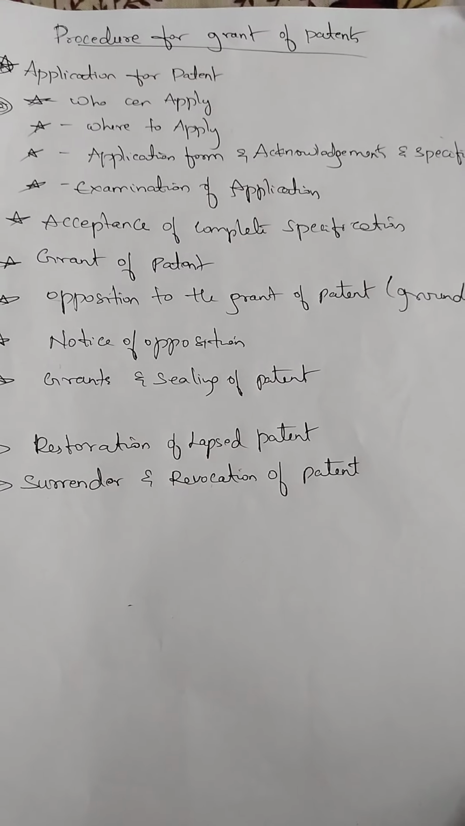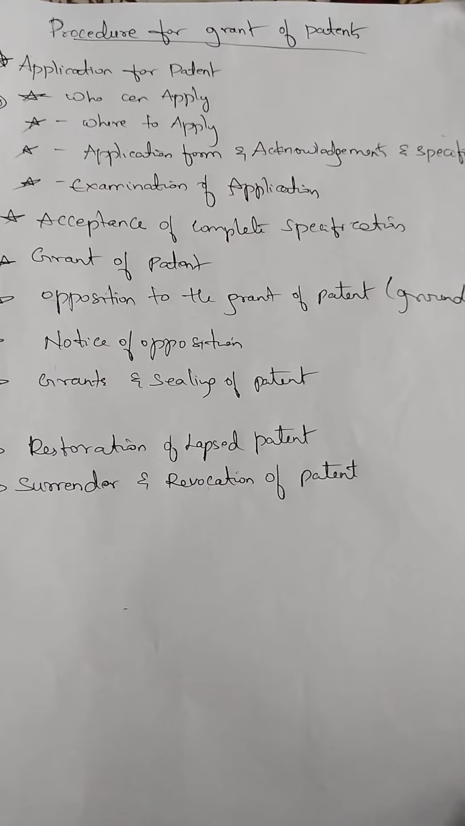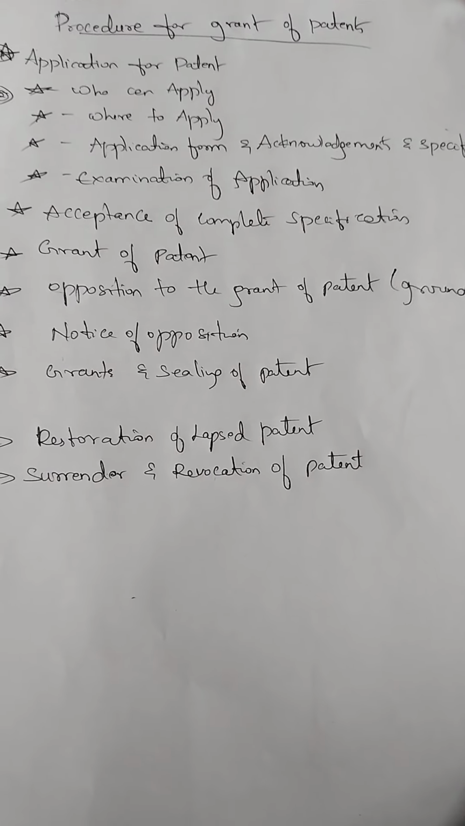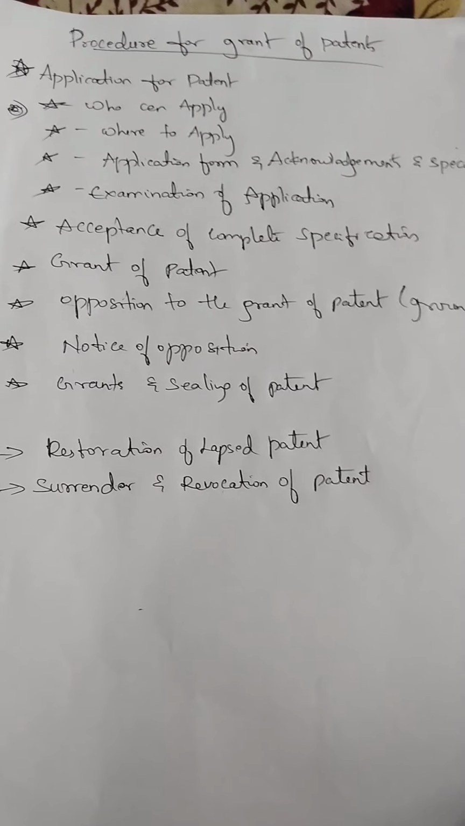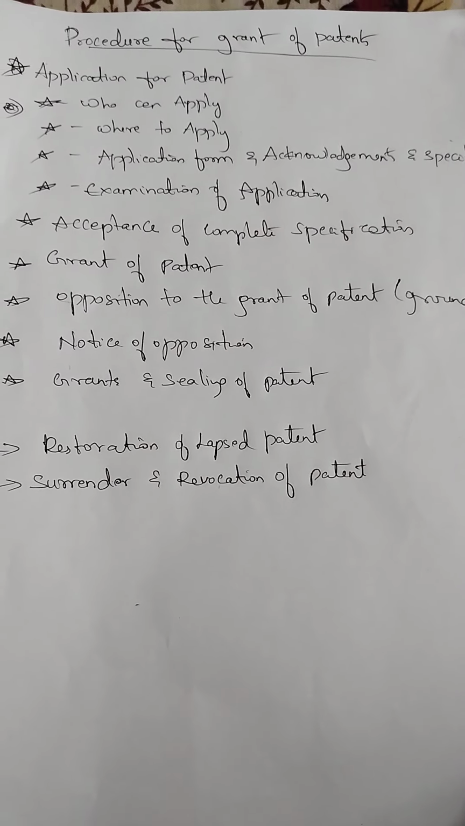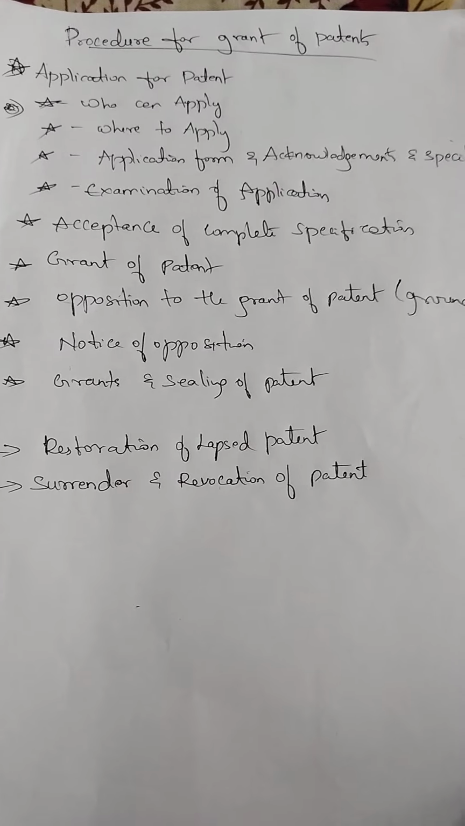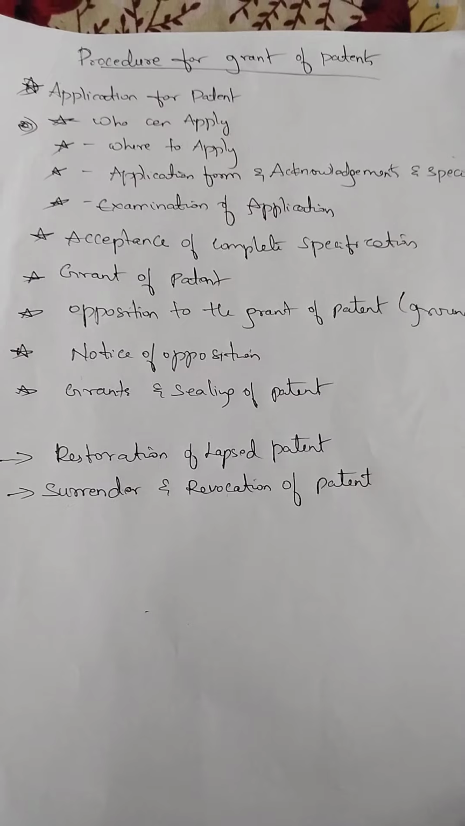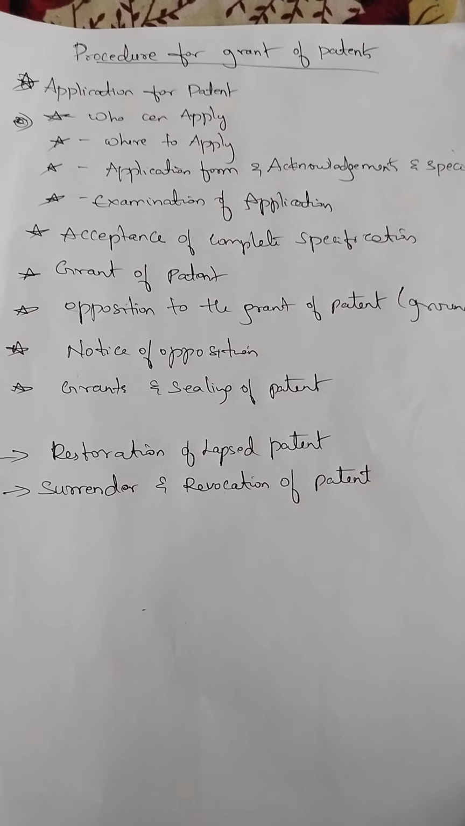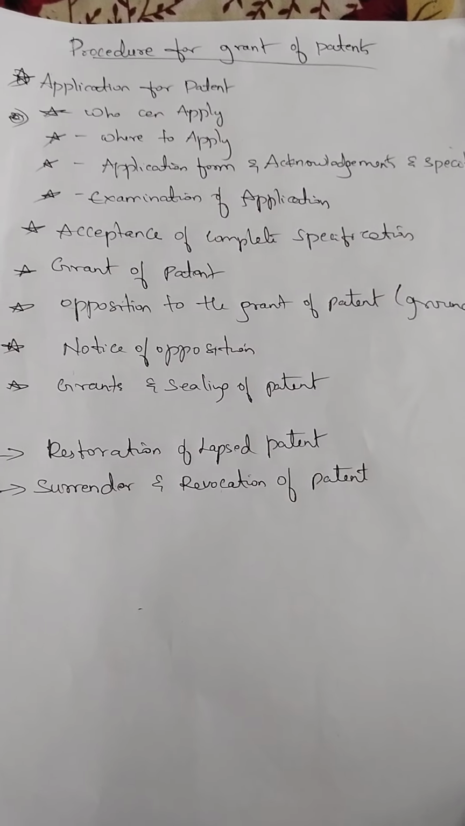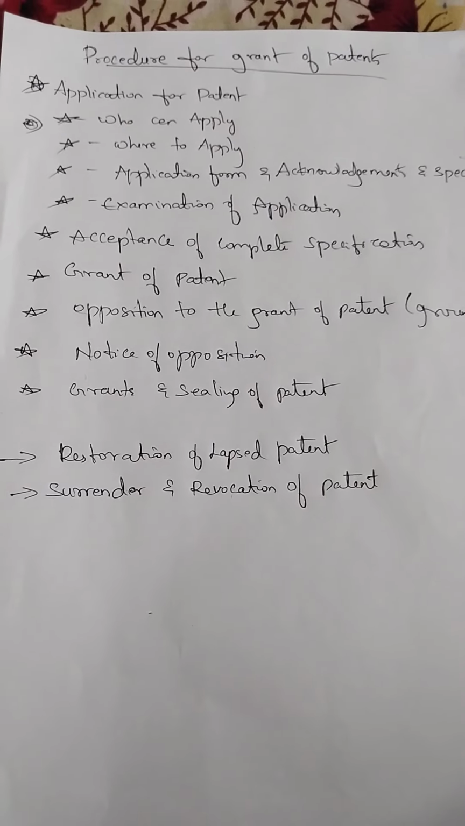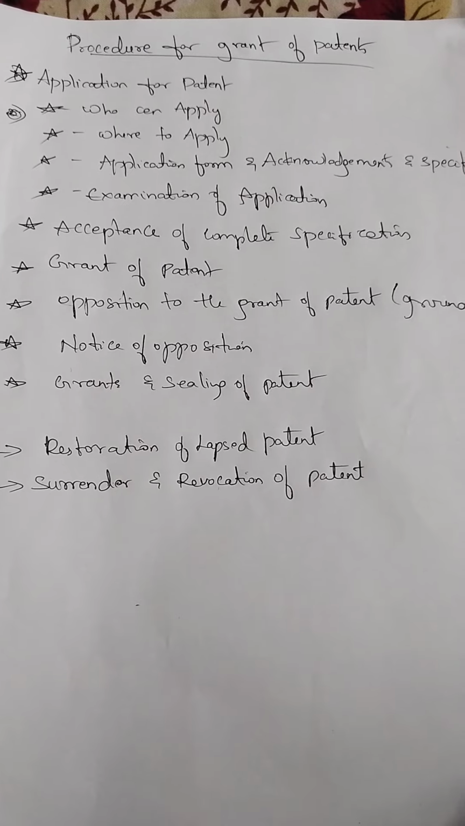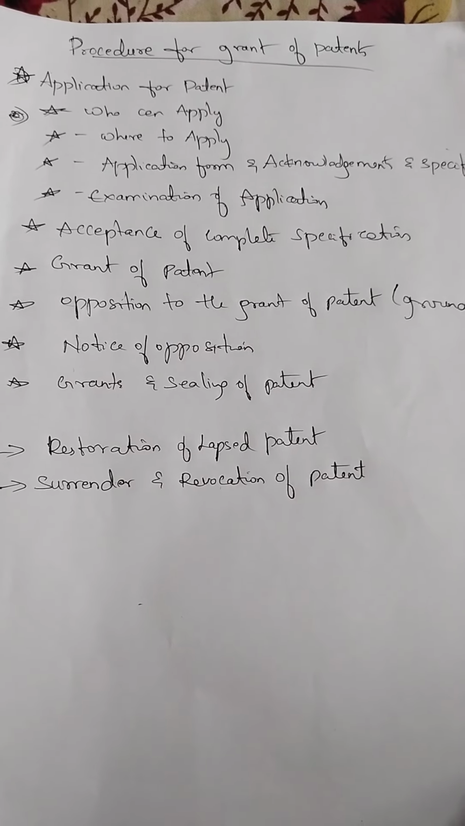The first person to apply for a patent will be the true and first inventor. If you are the true and first inventor of something that was never there in nature or in society, and you have invented a particular thing for the very first time, then you have all the eligibility to apply for a patent. So a person claiming to be the true and first inventor can apply.